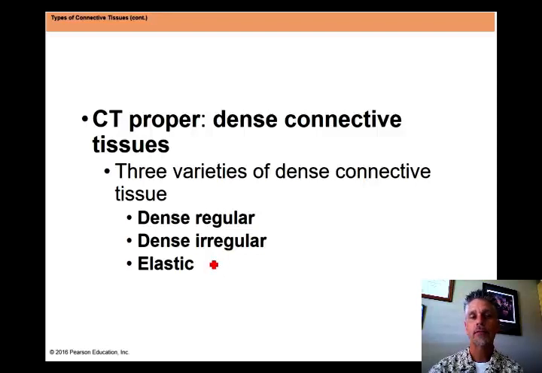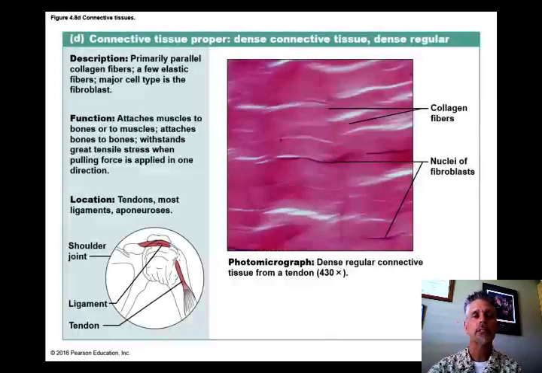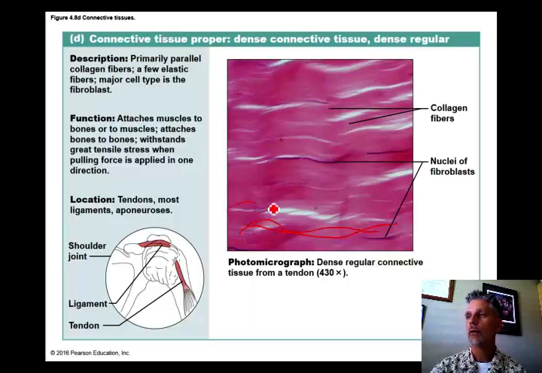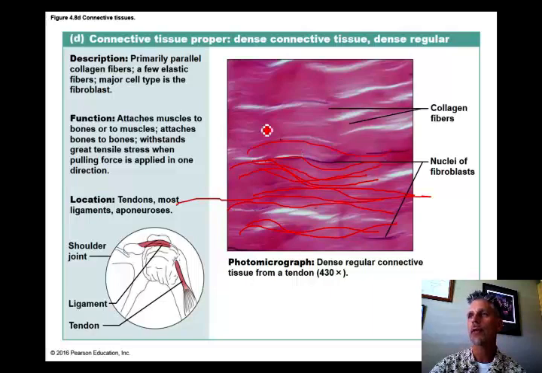So the dense connective tissues have a lot of fibers, dense, right? Really dense, packed in there. And then the question is, what fibers are in there and how are they arranged? So for instance, here is dense regular connective tissue. And all the things you see here, these are all collagen fibers, right? So we see collagen fibers in here that are basically parallel. We have some elastic fibers, but mainly we have collagen fibers that are all in parallel.